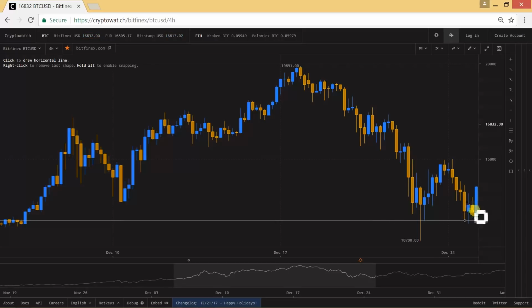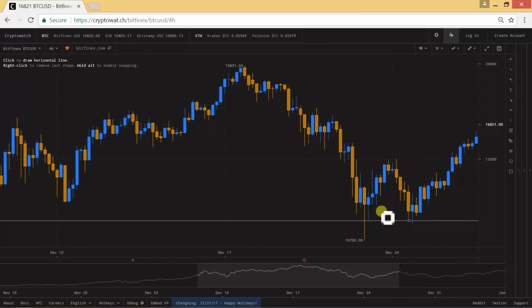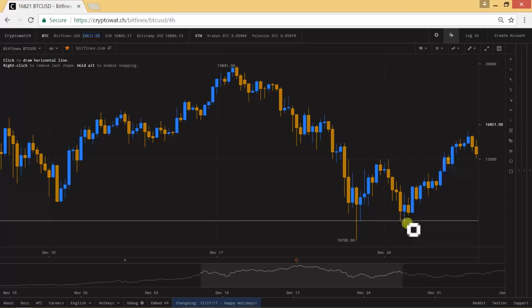What happens to the market since we marked that support? If we bought it here at our support, we would have ridden this climb right here. So this is pretty much a big win for Bitcoin. This was from around 12,000 to 16,000. That's almost a 50% climb. If you bought it here and put a stop loss here, then you would have gained 50% of your money.